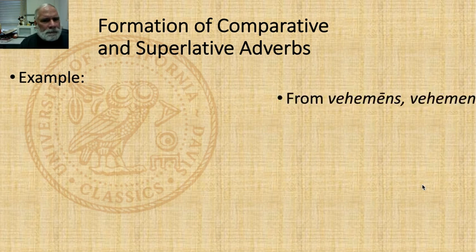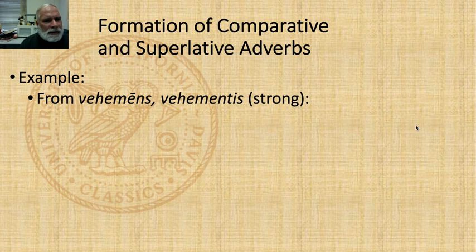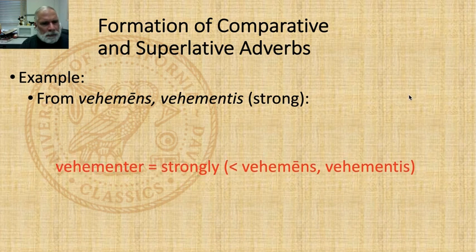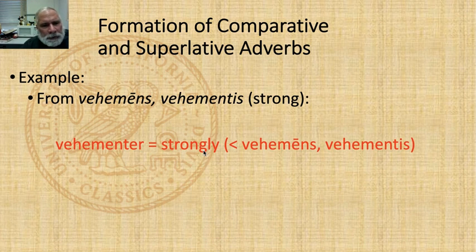Here's an example. From vehemens, vehementis, which means strong or vehement. It doesn't mean strong, by the way, in the sense of having muscles. It means strong in the sense of forceful or powerful or intense, like a vehement speech or vehement anger. But it means strong. And here we go. Vehementer means strongly. That's the adverb from vehemens, vehementis. Again, we have not learned how to do this yet. I'm just telling you, but vehementer means strongly.